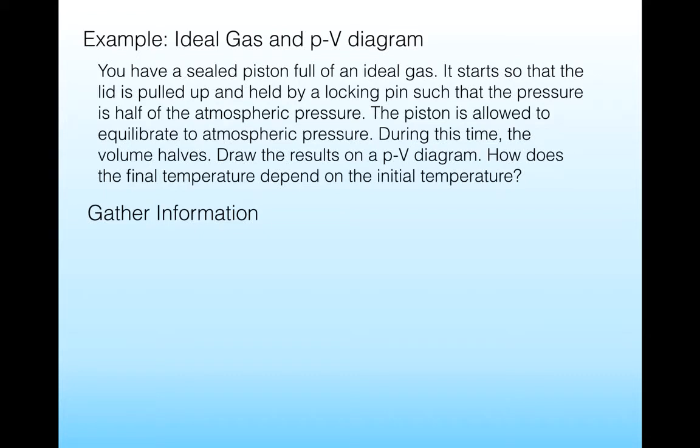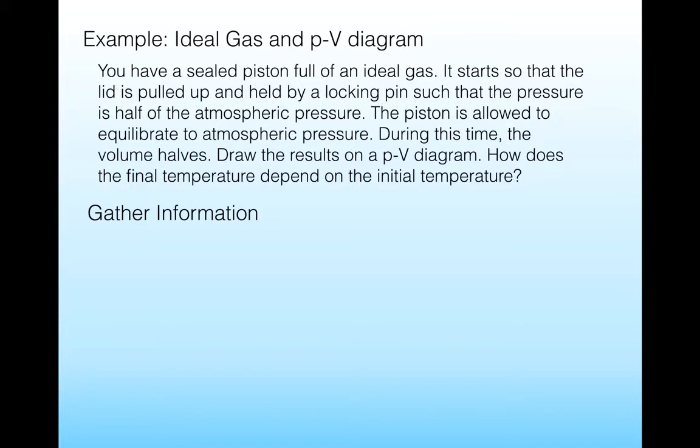Let's do an example of an ideal gas inside of a piston and represent it via a PV diagram. So we have a sealed piston full of an ideal gas. It starts so that the lid is pulled up and held by a locking pin such that the pressure is half of the atmospheric pressure.